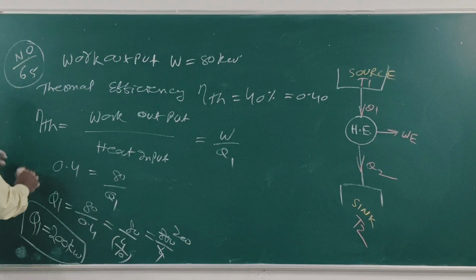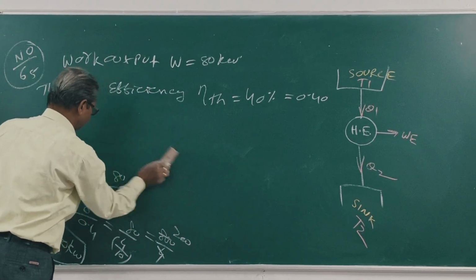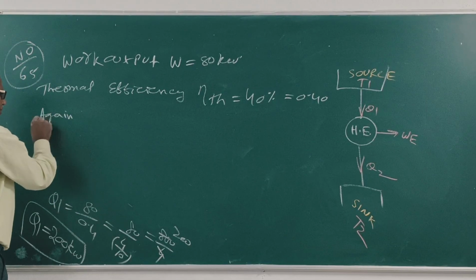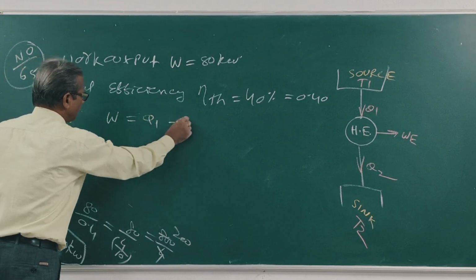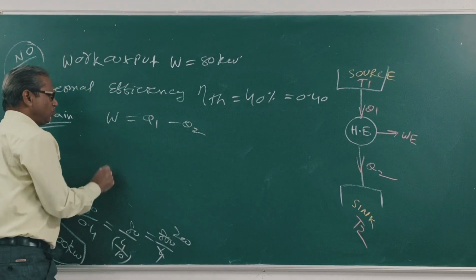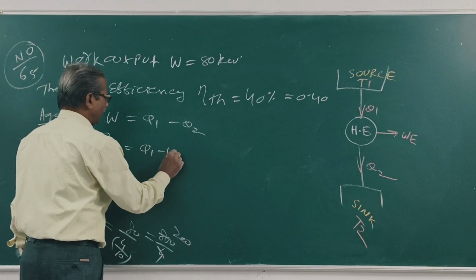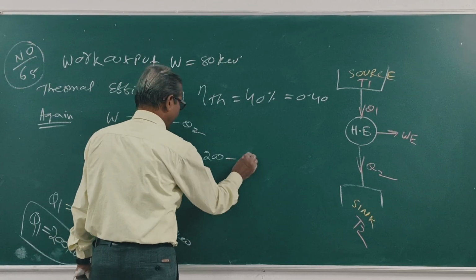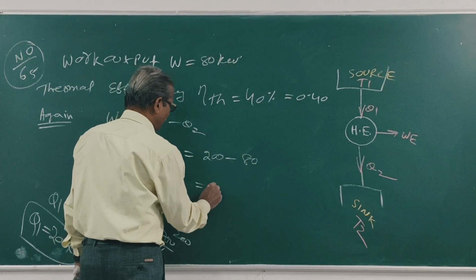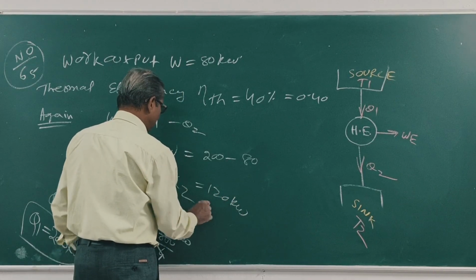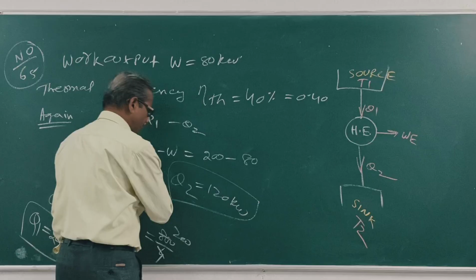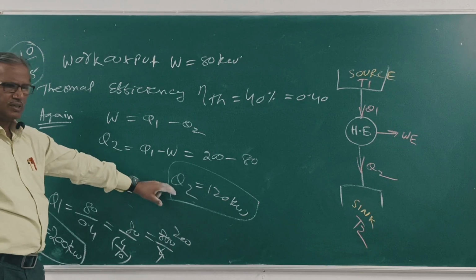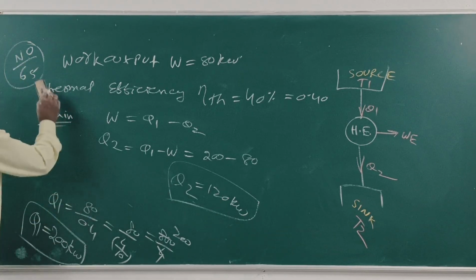Now Q2, from the engine. Again W is equal to Q1 minus Q2. So Q2 is equal to Q1 minus W, 200 minus 80. Clear? 120 kilowatt. This is Q2. Heat supplied to the engine Q1, heat rejected from the engine Q2. Right.